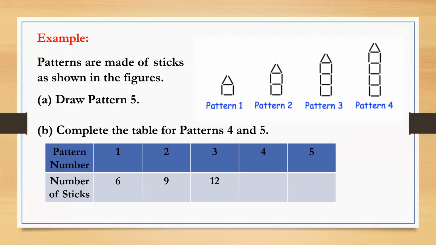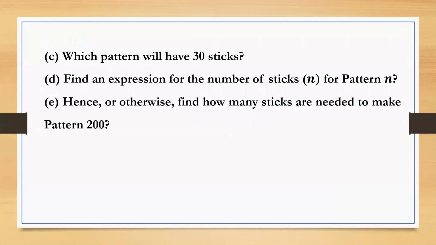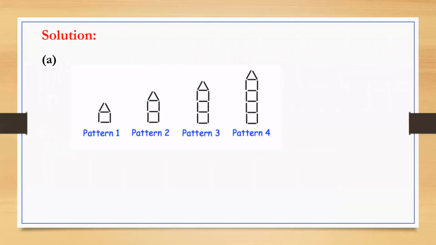Second example. Patterns are made of sticks as shown in the figures. Part A, you need to draw pattern 5. Part B, you need to complete the table. And you have 3 other parts. So let us have a look at the solution. These are the patterns given. You need to draw pattern 5 for part A.